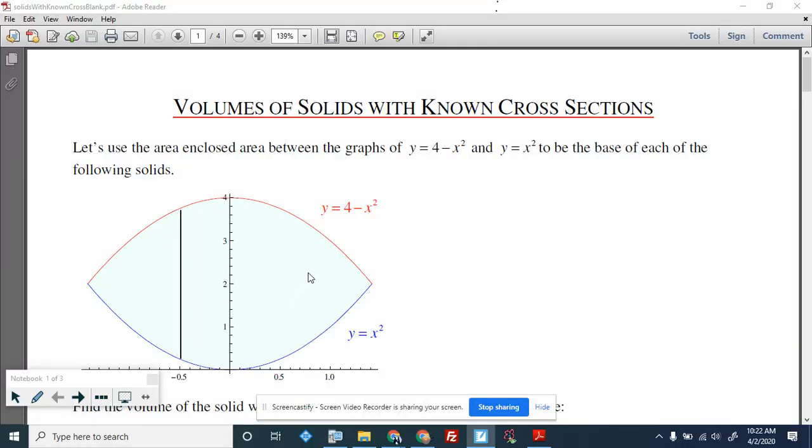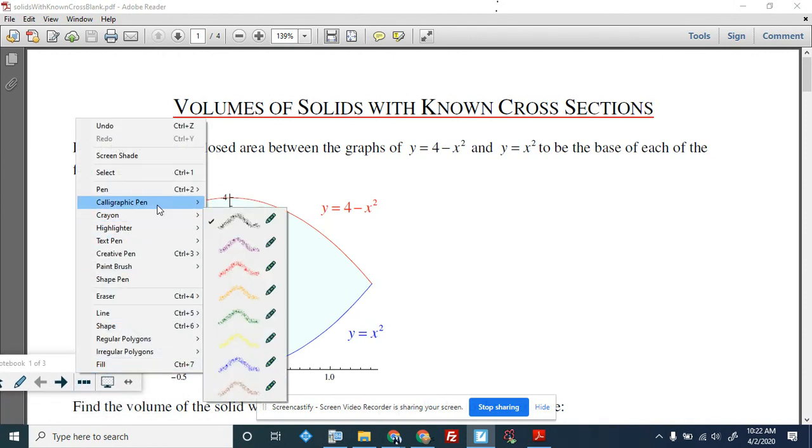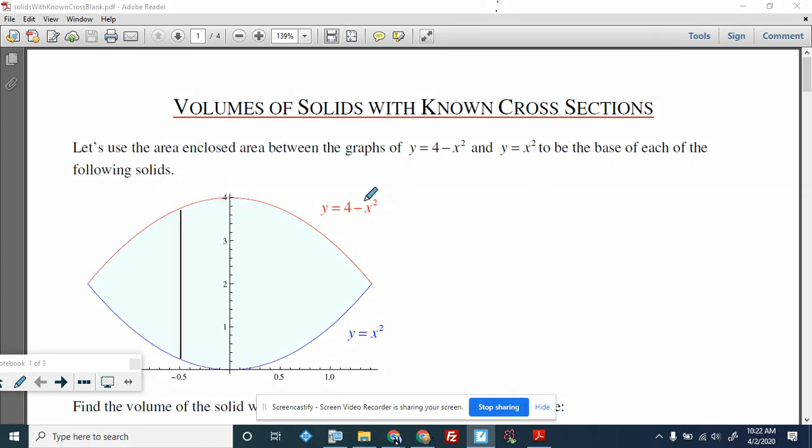All right, here we go. We're going to do volumes of solids with known cross sections today. This is not on this year's AP exam because of what's going down, but I felt like I should teach it to you since we were so close to finishing that volume section. It's a pretty neat topic, so let's get after it.